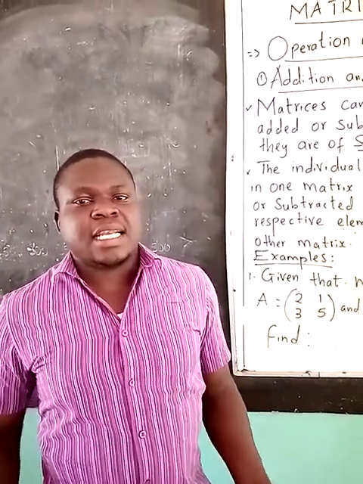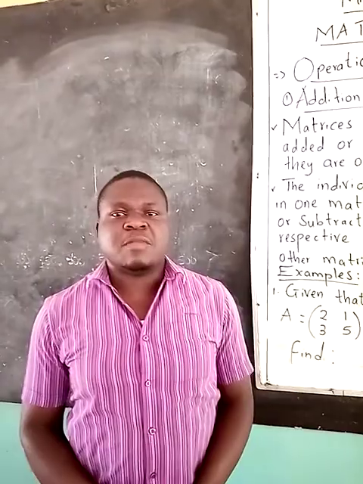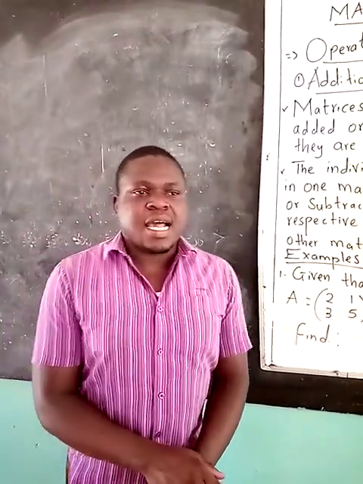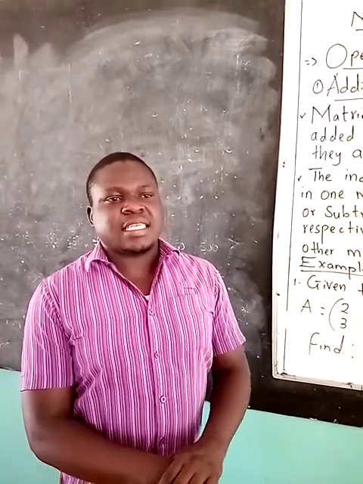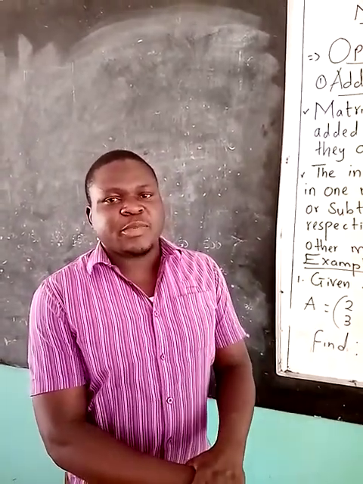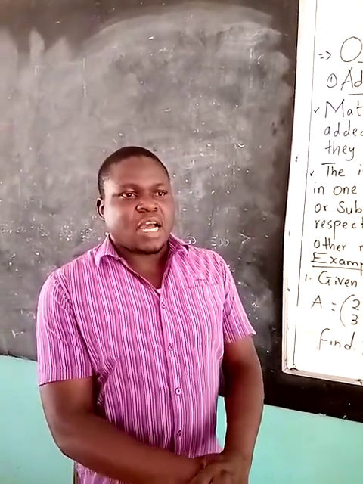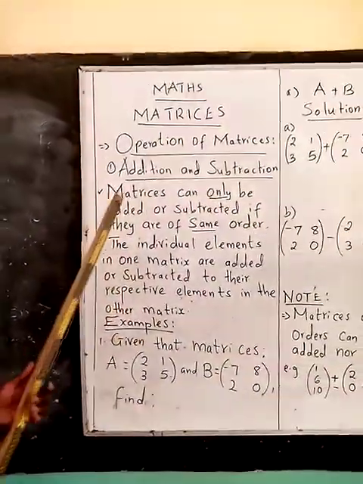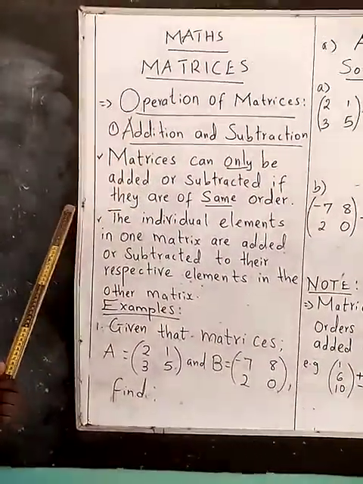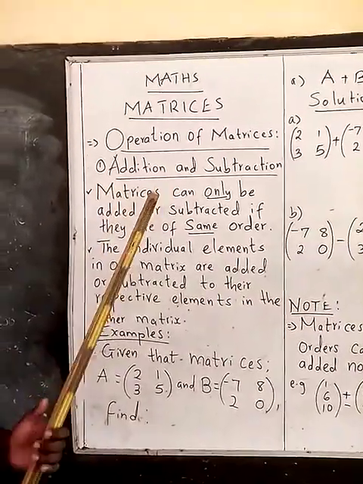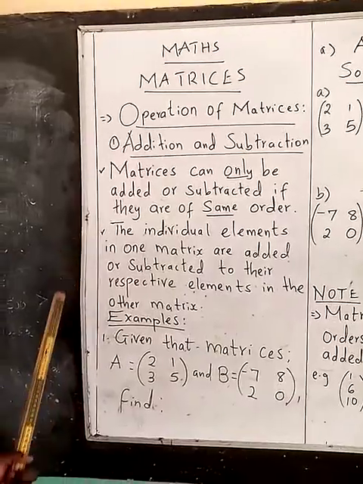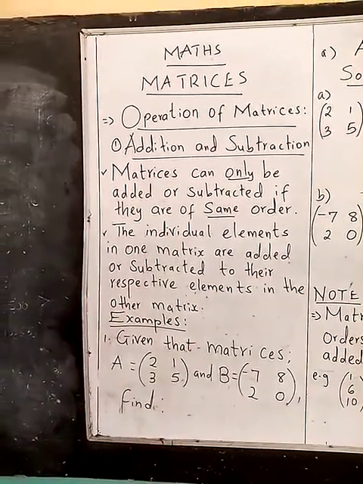Today. Yesterday we talked about the definition of matrices, the order of matrices, and the elements of a matrix. We went ahead and defined the types of matrices. Now today we want to talk about how to operate matrices, that is the addition and subtraction of matrices, then multiplication and division of matrices.